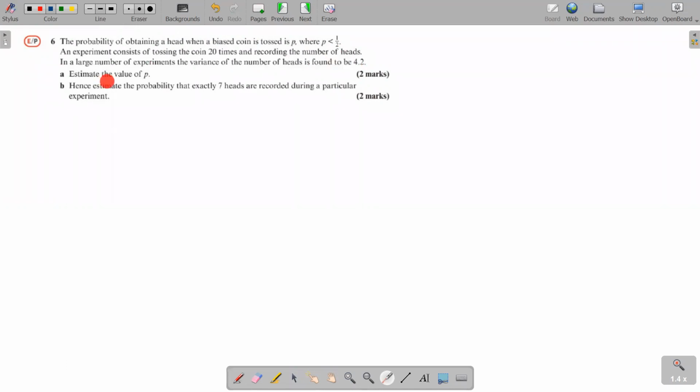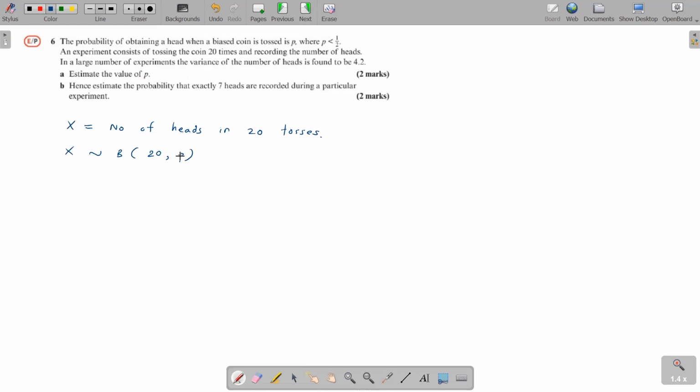So what are we doing? We are recording the number of heads. So basically they have described the random variable: X is the number of heads in 20 tosses. Okay, so then X follows what distribution? Binomial distribution. We are tossing this 20 times, so the fixed number of trials is 20. The probability of success is p, because they have told us it's an unknown value. It's a biased coin.